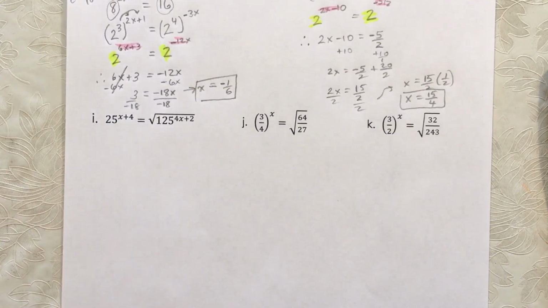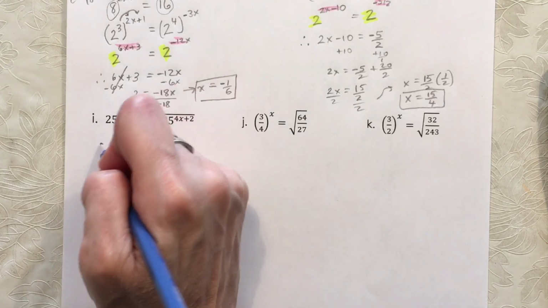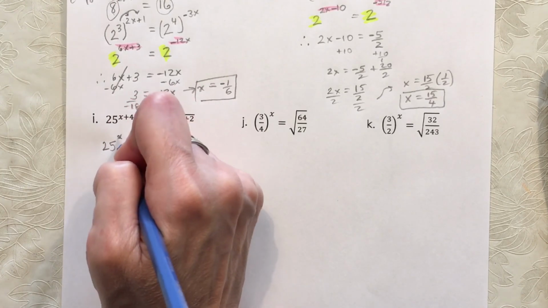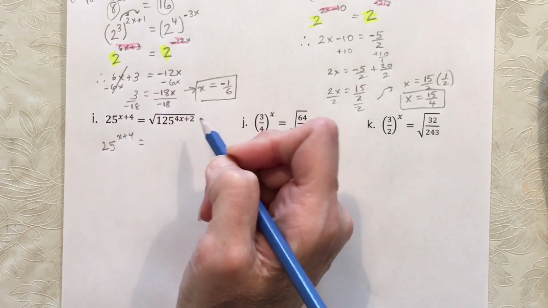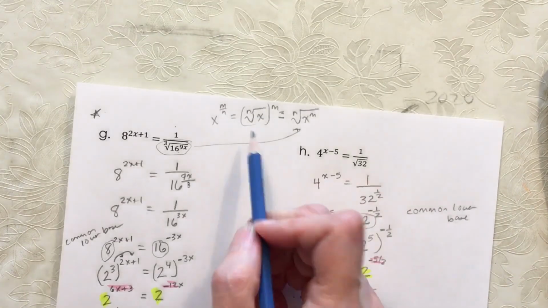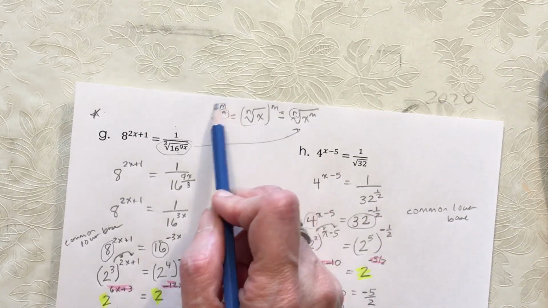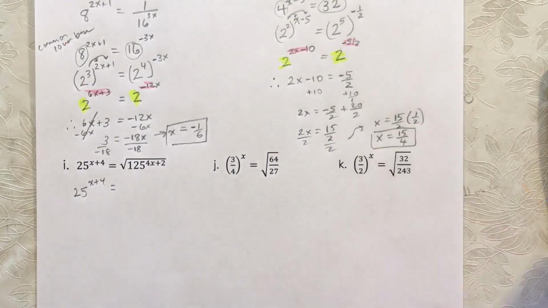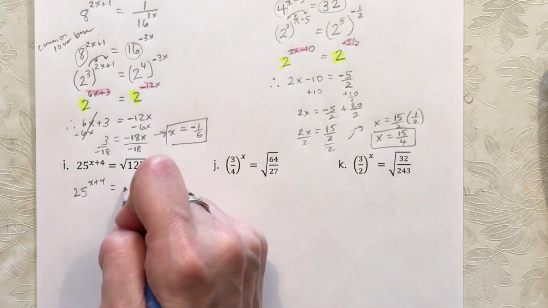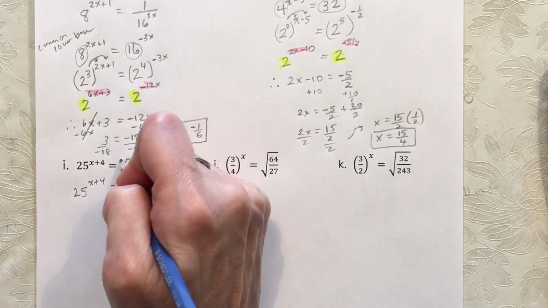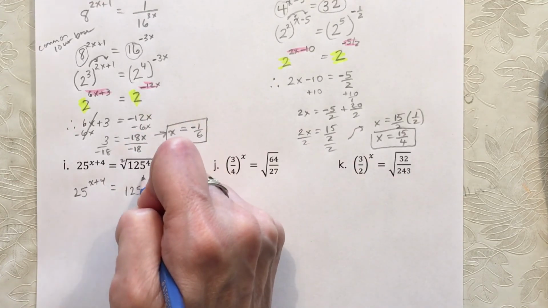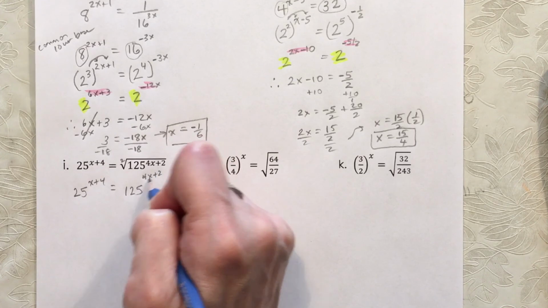I, 25 to the x plus 4 equals the square root of 125 to the 4x plus 2. So again, remembering this idea up here. So the root is the bottom number of the exponent, and the exponent is the top number in the exponent, or the numerator. So I can rewrite the right side here as 125. Remember, there's a little 2 there that we don't see, to the 4x plus 2 over 2.